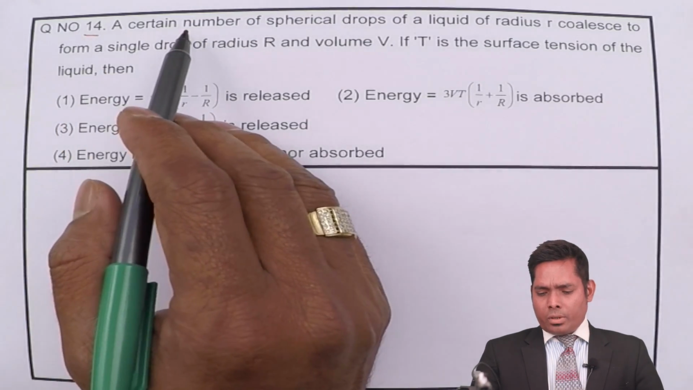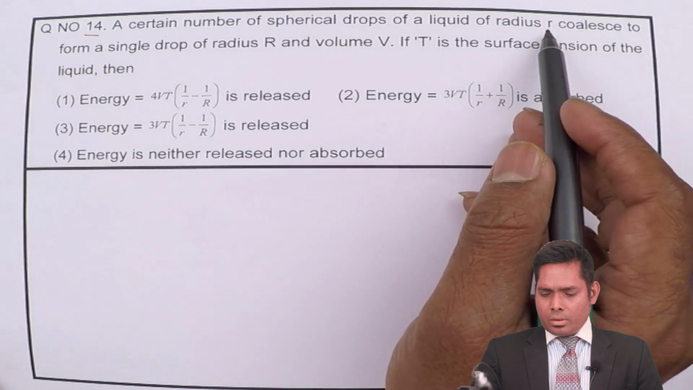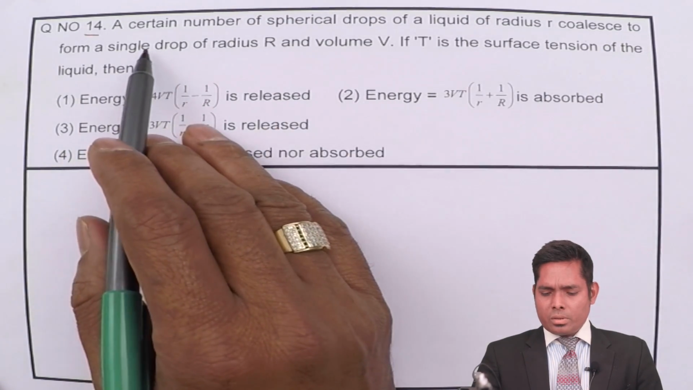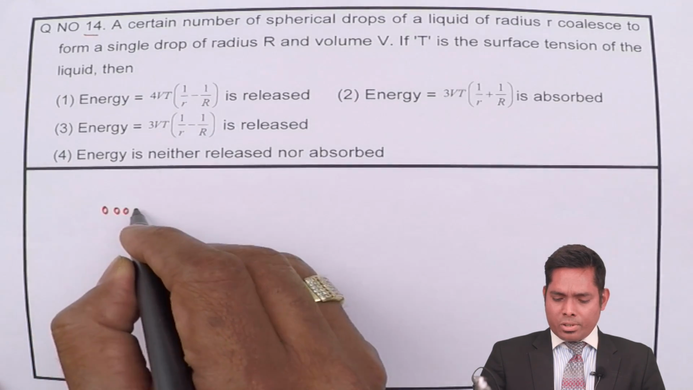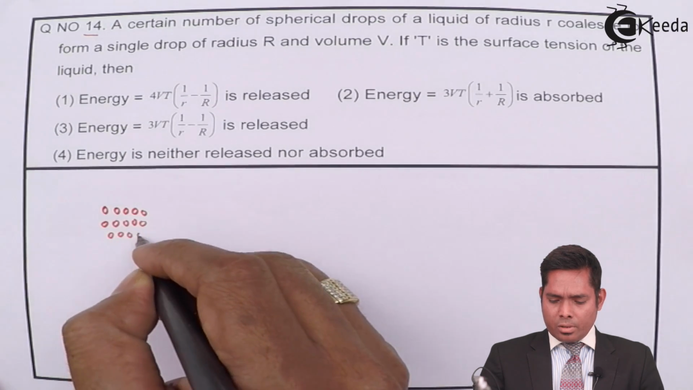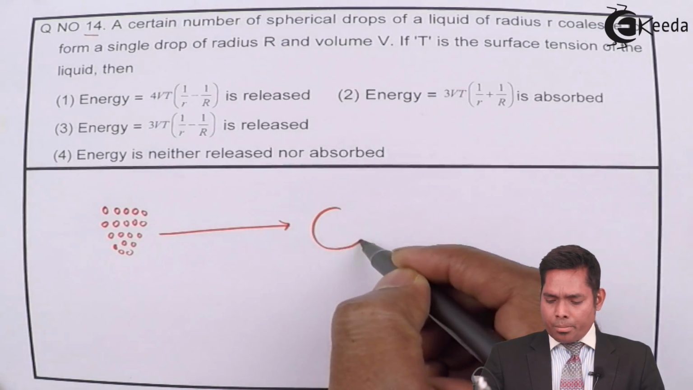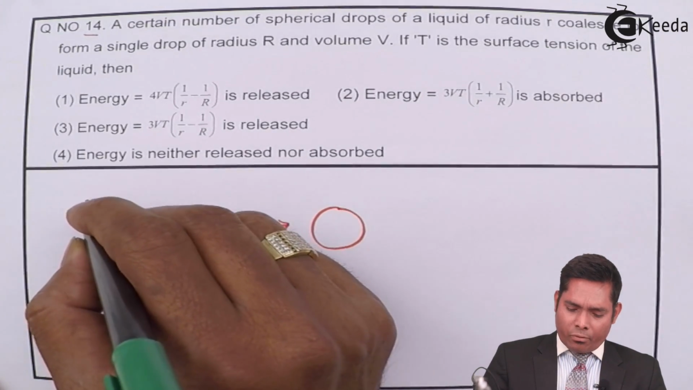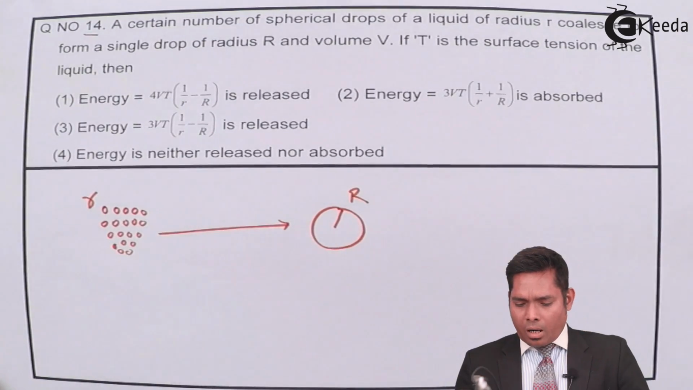A certain number of spherical drops of liquid of radius r coalesce to form a single drop of radius R. Means so many smaller droplets combine to form a single big drop. Each of these small droplets has radius equal to small r. This one bigger one has radius capital R.